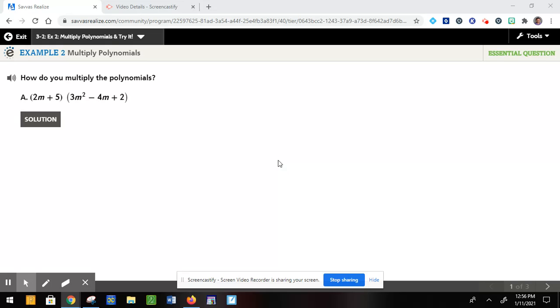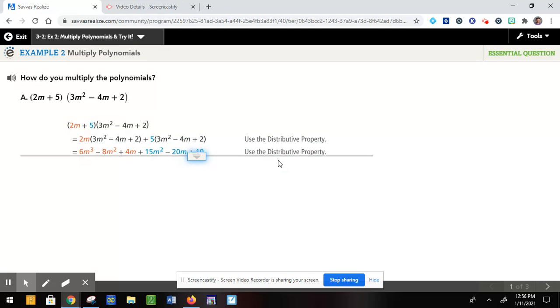So the best way when I do a binomial by a trinomial, the way I think about it is I take one of the terms of the binomial, multiply it in, take the other term of the binomial, multiply it into everything, and then you'll combine all the terms at the end. They're going to call that using the distributive property.